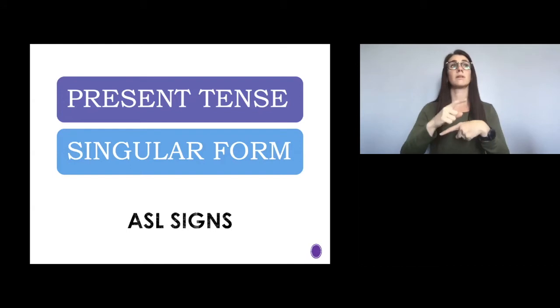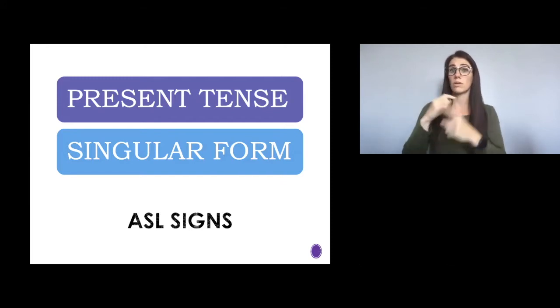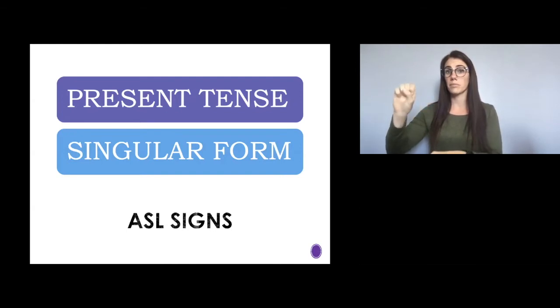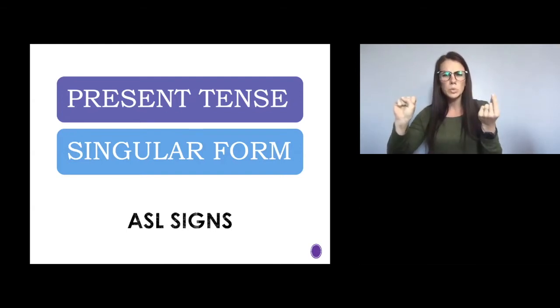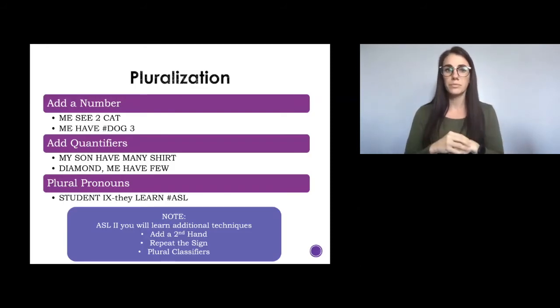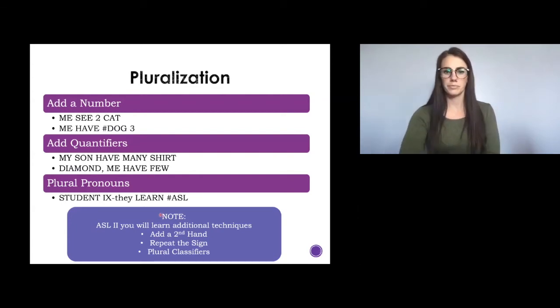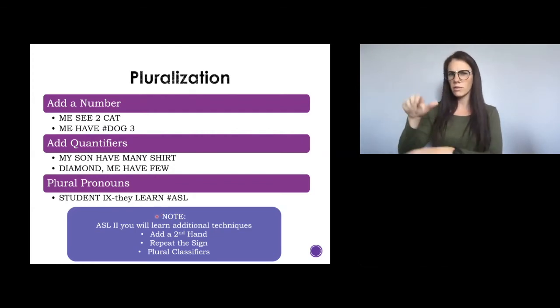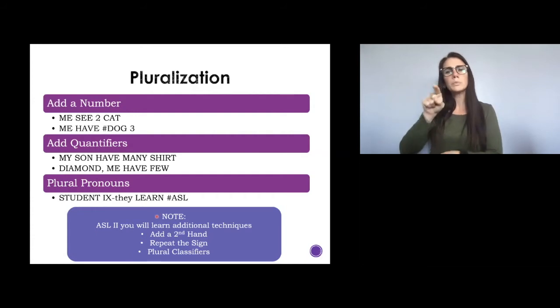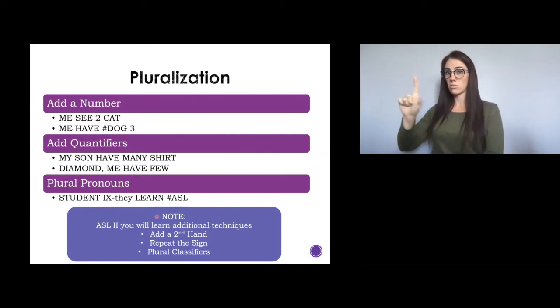So what this means is when I sign a sign like apple, for example, that is only representing a single apple. If I want to express the concept of apples with an S, I have to think about what I can do. And we have some options. Now, for ASL 1, we're going to cover the top 3. And then later on in ASL 2, you'll learn about the other options for pluralization. But for ASL 1, we're only going to cover these 3 here.